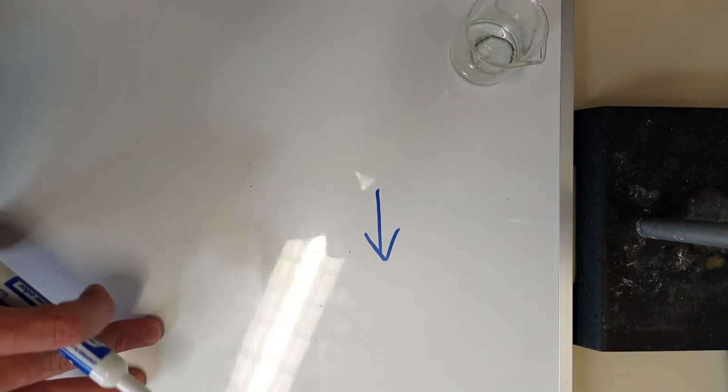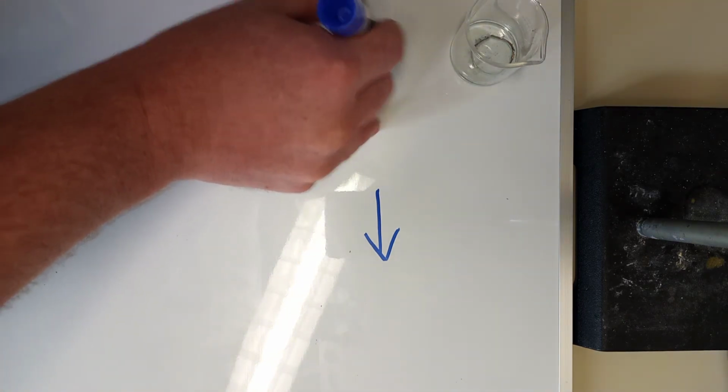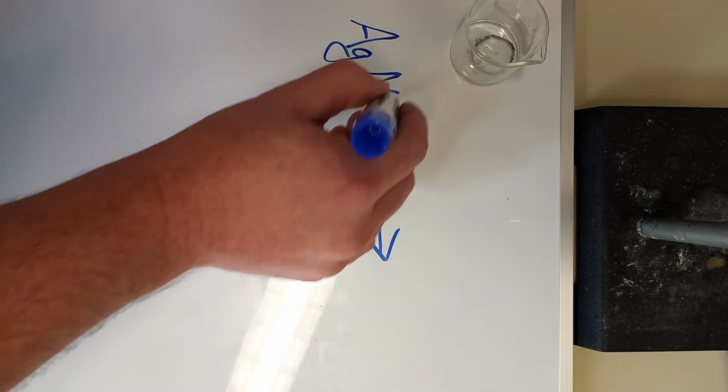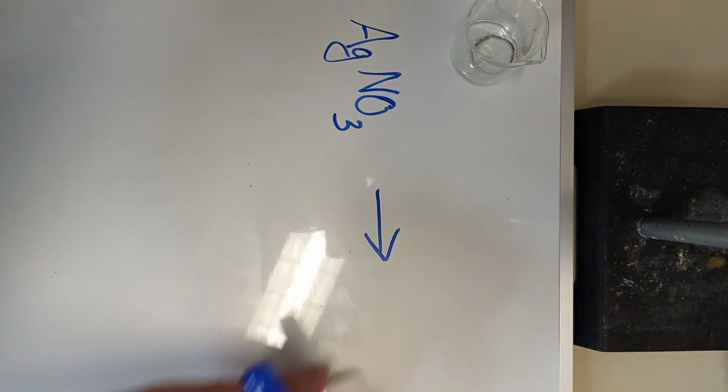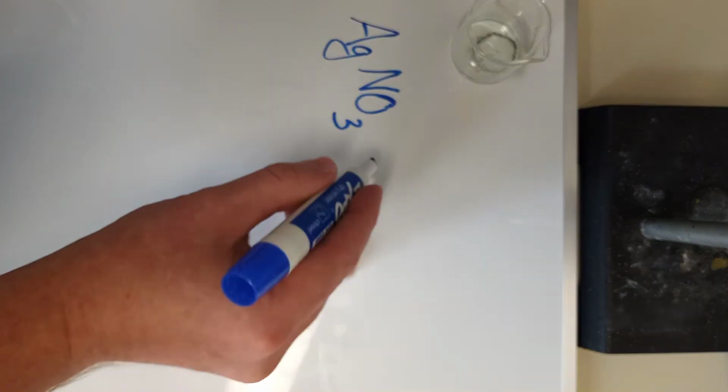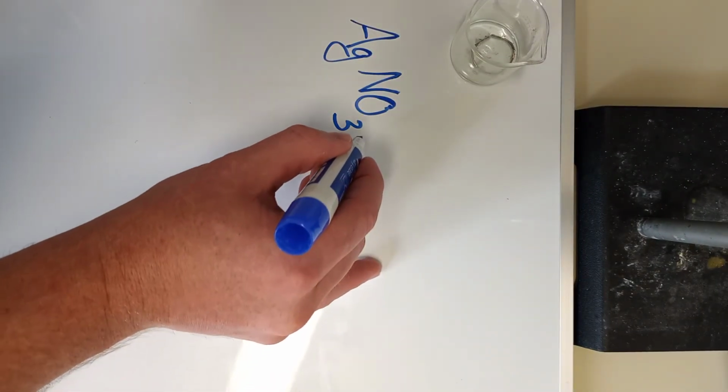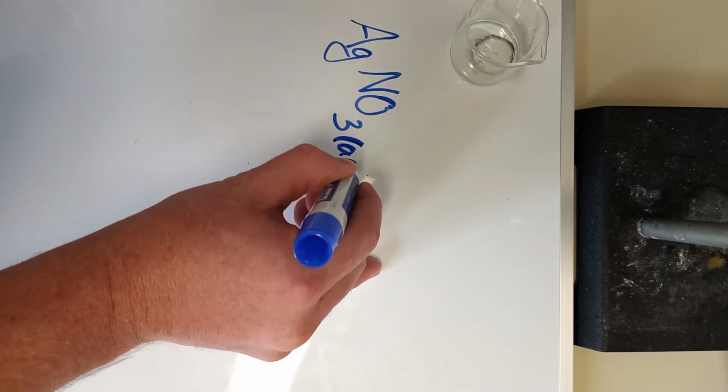Goodness, this shakes like crazy. This table's not very level. So we have AgNO3, and I didn't leave myself enough space. The AgNO3 was dissolved in water. The state for that is aqueous, AQ.